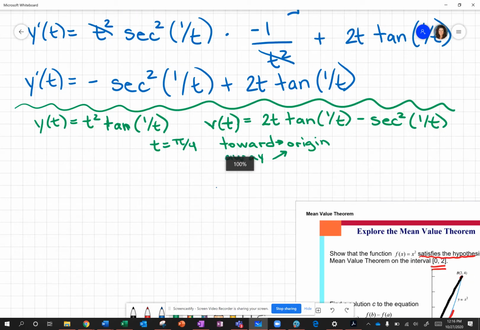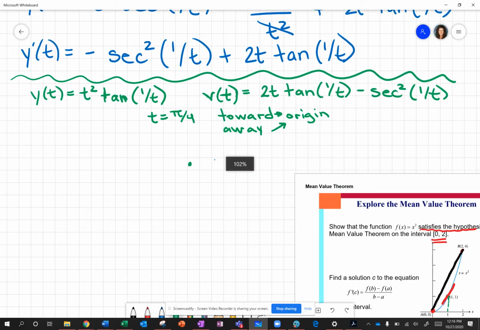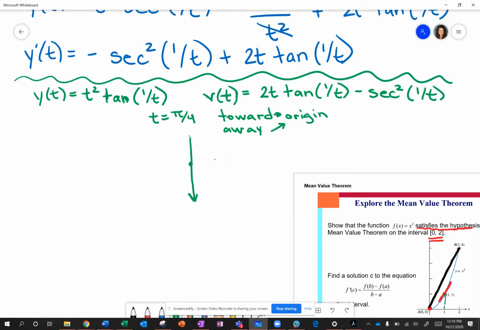velocity. The reason why is, for example, we've got the origin here, and in this example, we are moving up and down along a y-axis. If I am above the origin and velocity is positive, I'd be moving away from the origin. If velocity was negative, I'd be moving toward the origin. However, if I am below the origin, and velocity is negative, then I'd be moving away from the origin. But if velocity is positive, then I would be moving toward the origin.